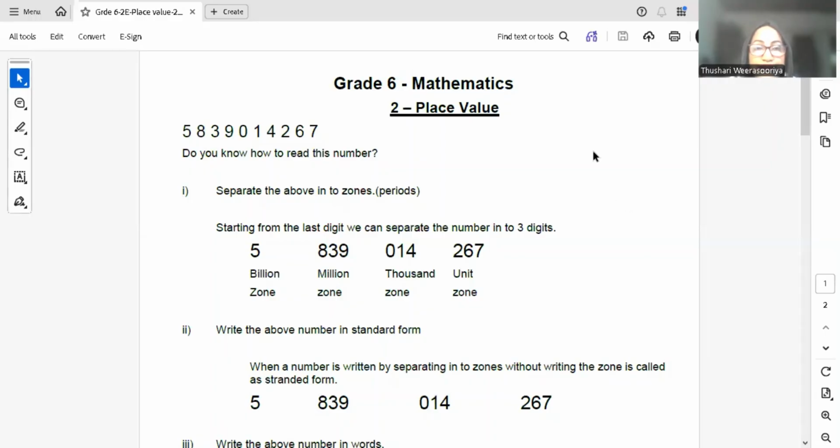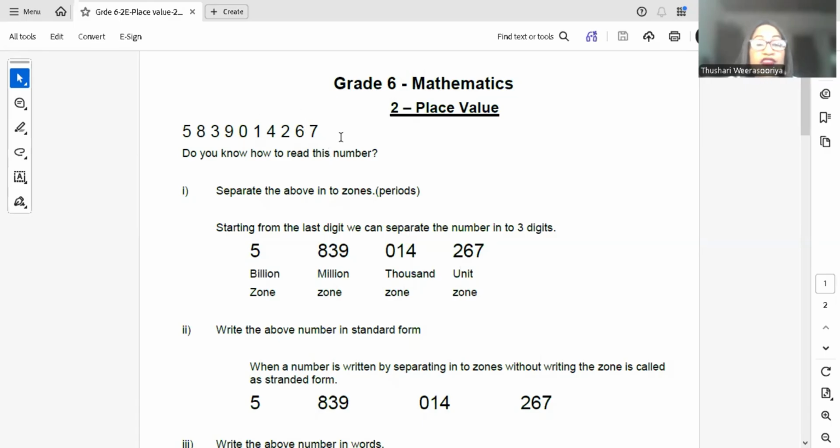Today I'm going to do the grade 6 English medium first term, second chapter. That is the place value. Under this chapter, I'm going to teach you how to read a huge number. Look at this number. I assume you don't know how to read this before we learn that chapter, right? After that, you can learn how to read huge numbers.